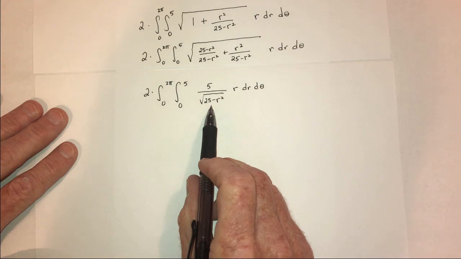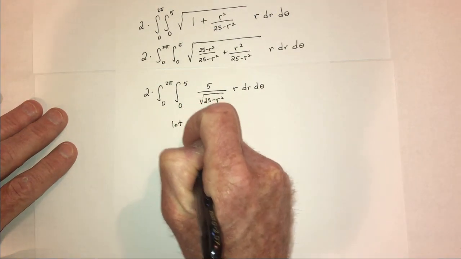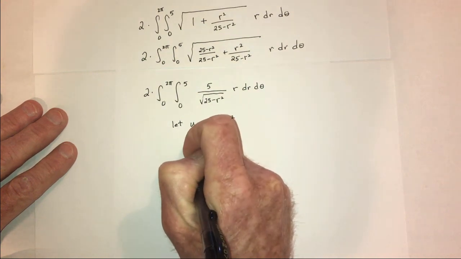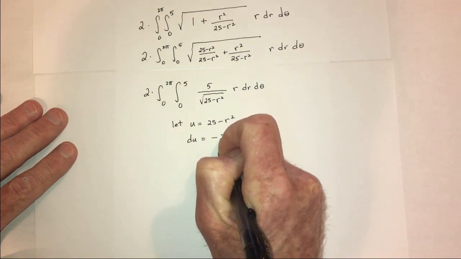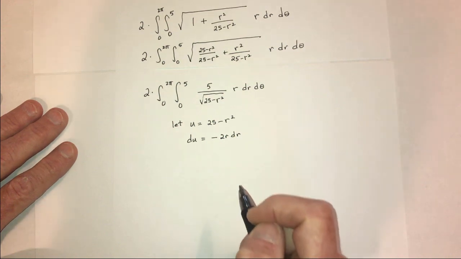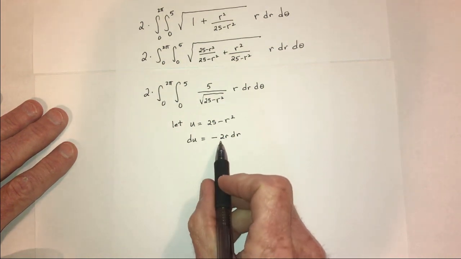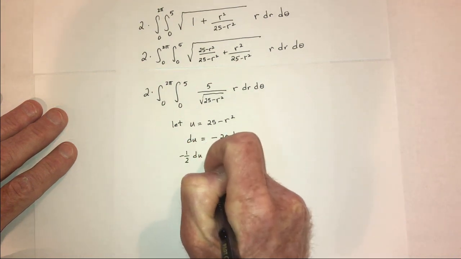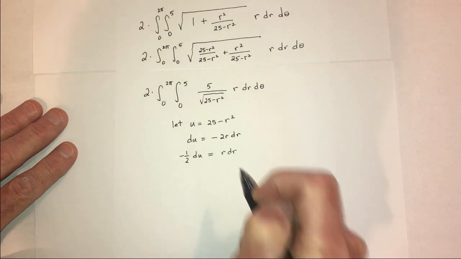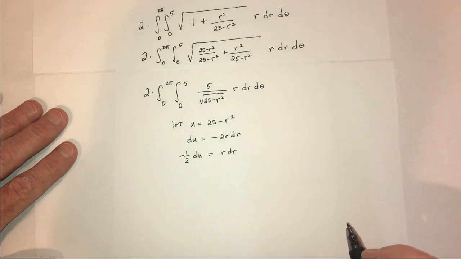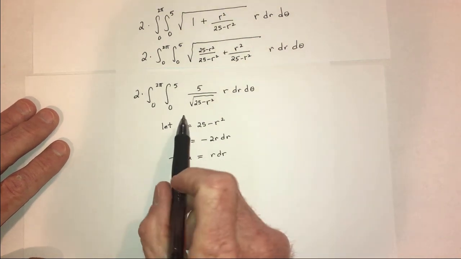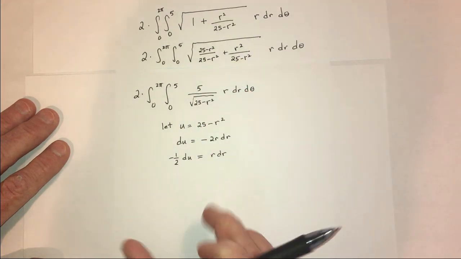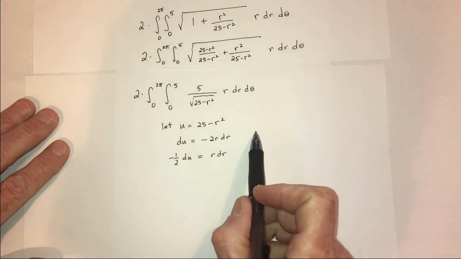And then with this, we could use u substitution. So let u equal 25 minus r squared. Du is negative 2r dr. And then we don't need the negative 2, so multiply both sides by negative half. And so I'm just going to work on this part right here over on this side, and then we'll continue with the whole problem down here.